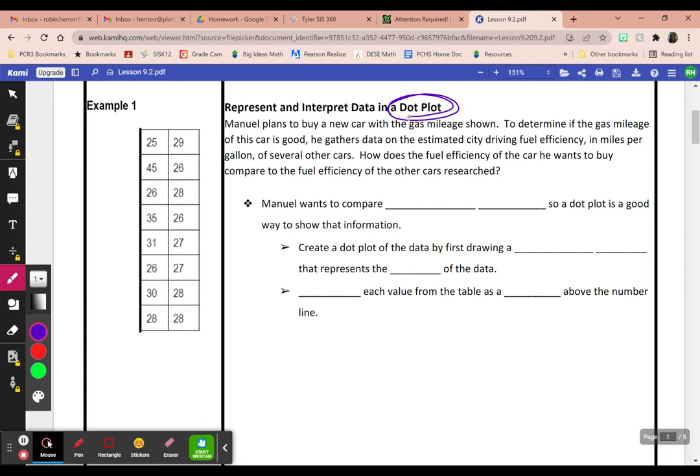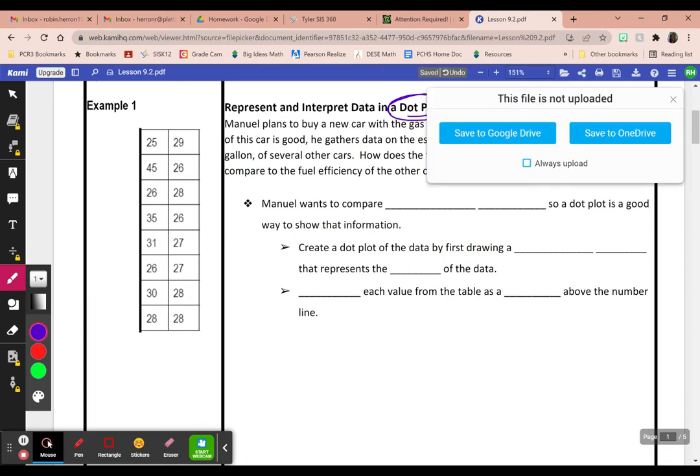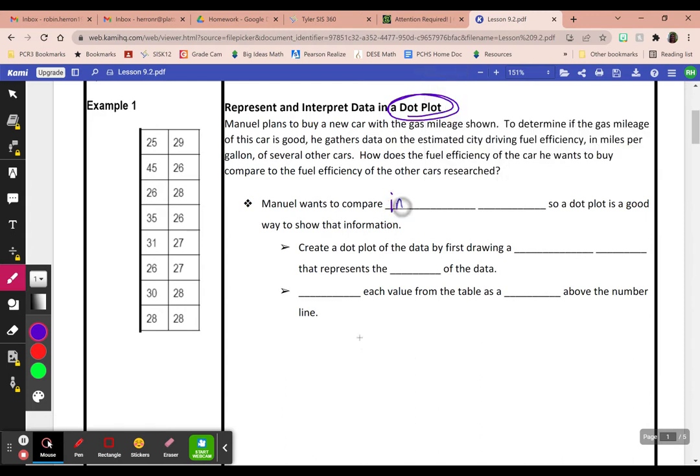Okay, so the biggest thing here, learning in this part with the dot plot, right? So that's the first one we're going to work on, okay, is that Manuel wants to compare individual values, okay? So individual values goes here. That's what you're looking for when you're trying to decide which one of these you're going to be using each time, okay? So a dot plot is a good way to show that information, all right? So dot plot for individual values.